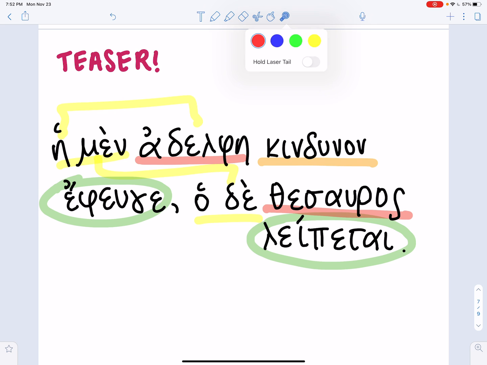So we'll start at the beginning. He men adelphe. So on the one hand, the sister, ephelge. So what does this look like? We see that epsilon on the front, and we should immediately think imperfect. And we can check by looking at our ending, and yes, that is an imperfect ending. It's third person singular, right? Because on se. So ephelge matches with our subject. So great. Now we have, on the one hand, the sister was fleeing.